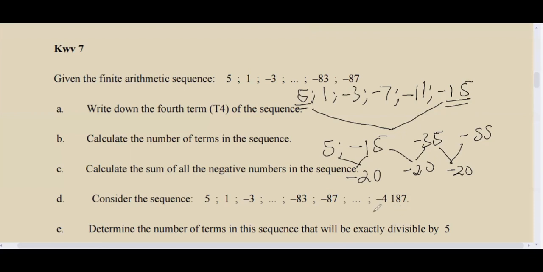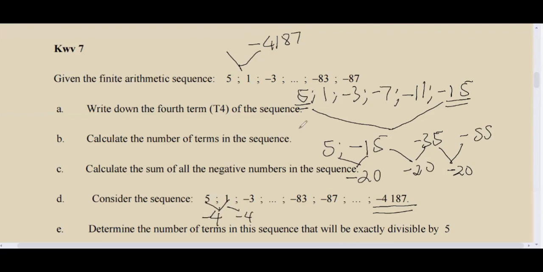But now, let's look for the last term that will be divisible by 5 from this sequence. Now, how can we find that one? Look at this. We know that the last term is -4,187. But this number is not divisible by 5 because it ends with a 7. So if we have to go back with this sequence, going to the right-hand side, we are subtracting by 4, right? So it's -4. This is 5 minus 4, and then 1 minus 4 to get the following term.